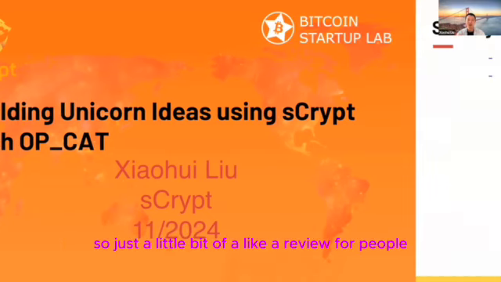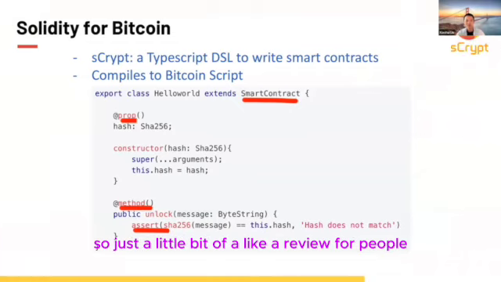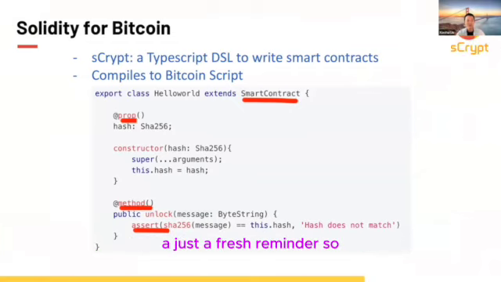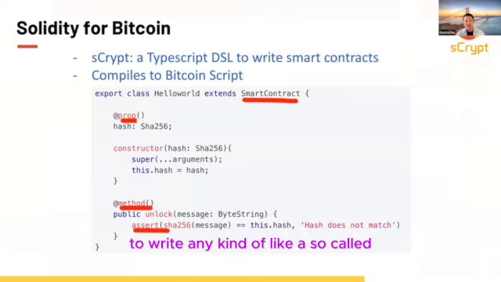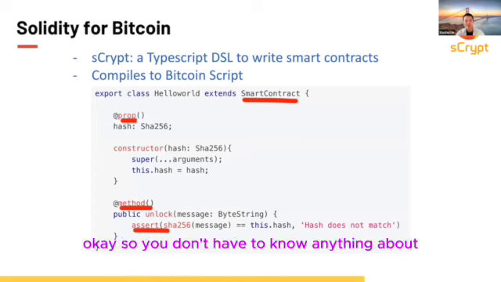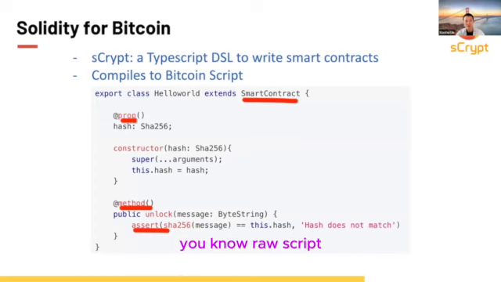Just a little bit of a review, a fresh reminder. We talk about sCrypt. OpCat is great, but you are probably not going to use OpCat to write any kind of so-called Bitcoin smart contract manually, because for anything non-trivial it's virtually impossible. So you're probably going to use something like sCrypt. It's a high-level language that compiles down to Bitcoin script, so you don't have to know anything about raw script.